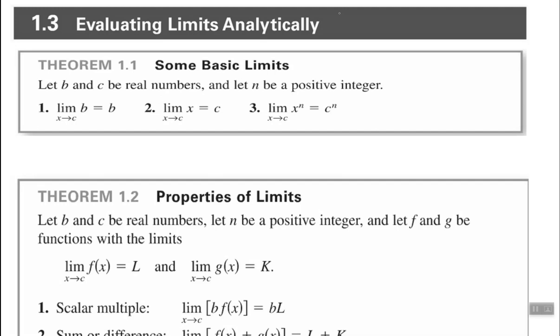Number two here, the limit of some variable x as x approaches some real number c is equal to that number c. And three, the limit of x to the nth power as x approaches some real number c is c to the nth power.